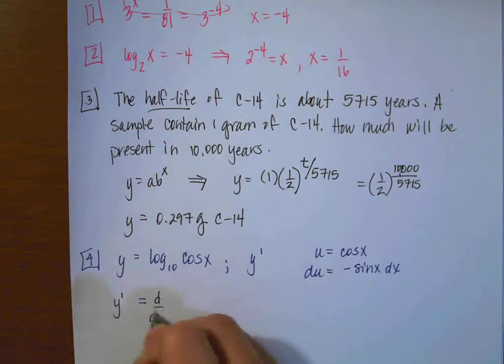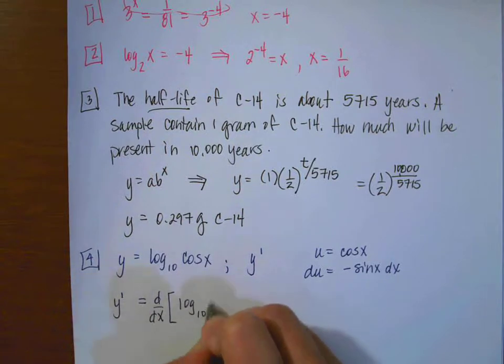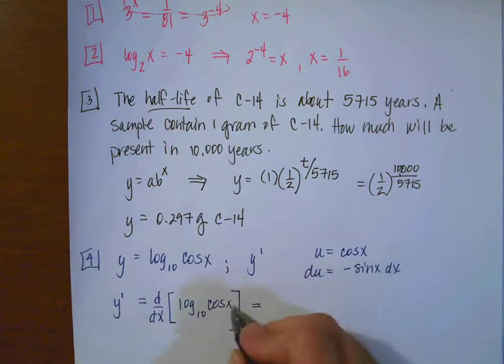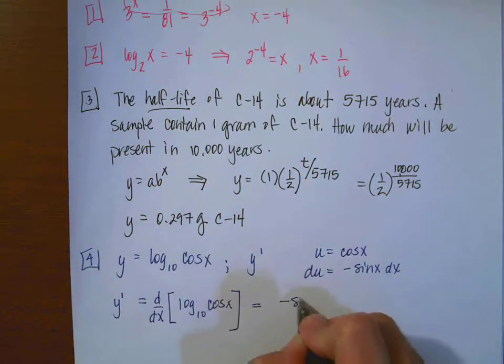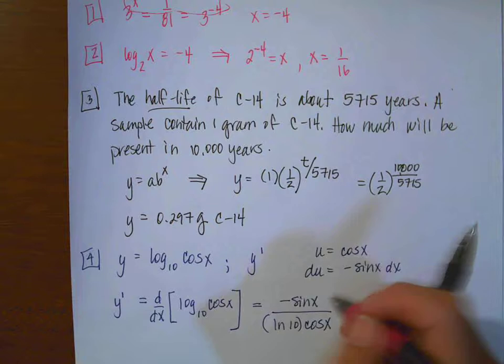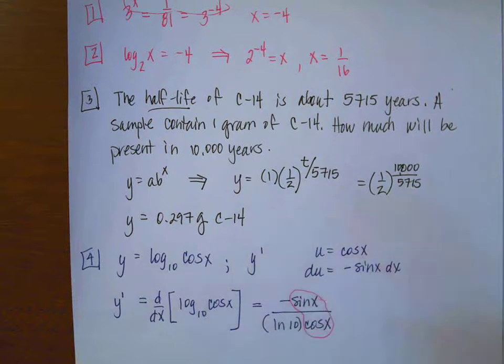Okay, so if I take my derivative, there's the left-hand side, which means I'm going to take the derivative of this guy, log base 10 of the cosine of x. Well, if I use my handy-dandy formulas that I wrote down earlier, then this is going to be the derivative of u, which is the negative sine of x, over the natural log of 10, which is a constant, times whatever my initial u was, which is a cosine of x.